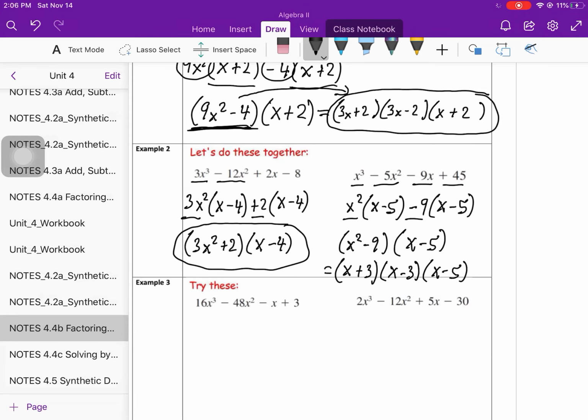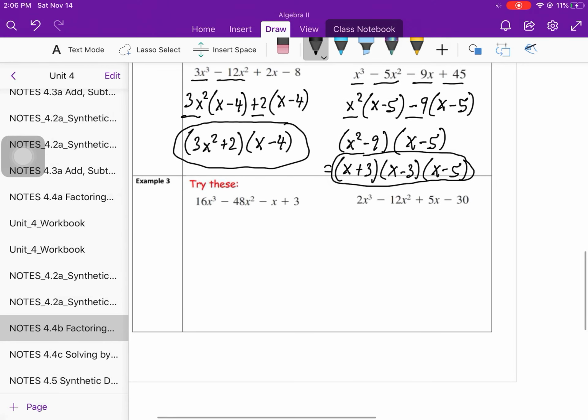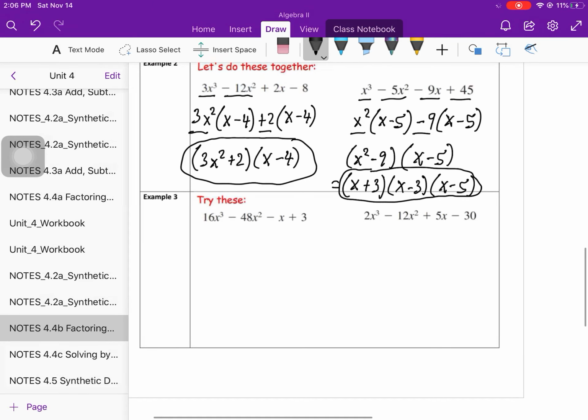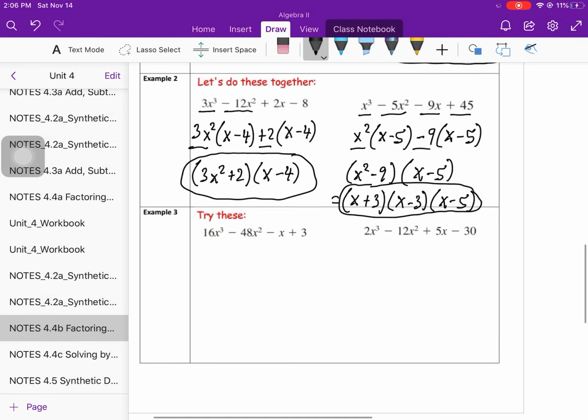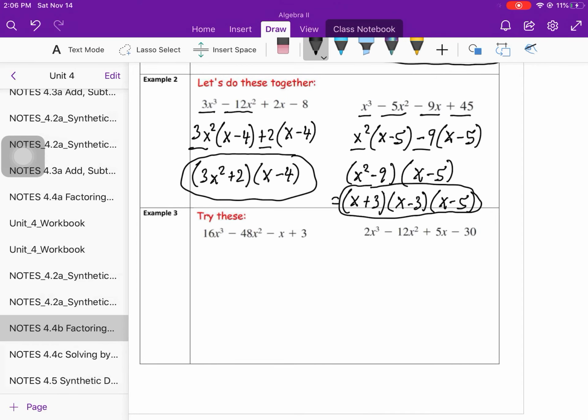Okay. All right, I'm going to let you guys try this example 3. These are very similar to what we were just doing. Make sure that you factor as far as possible. Be looking for differences of squares if those pop up.